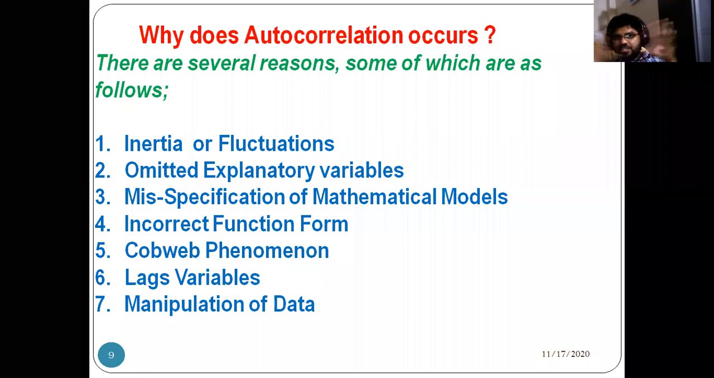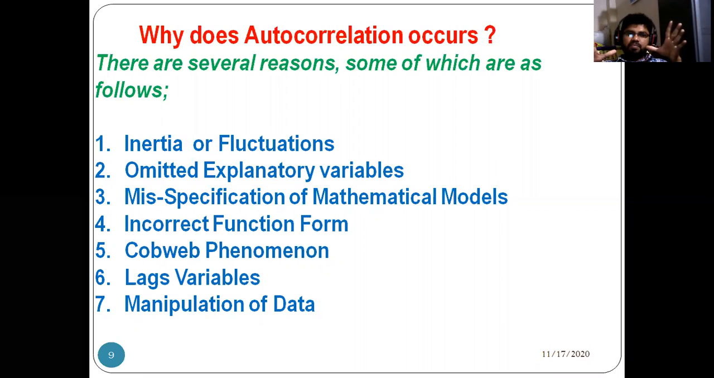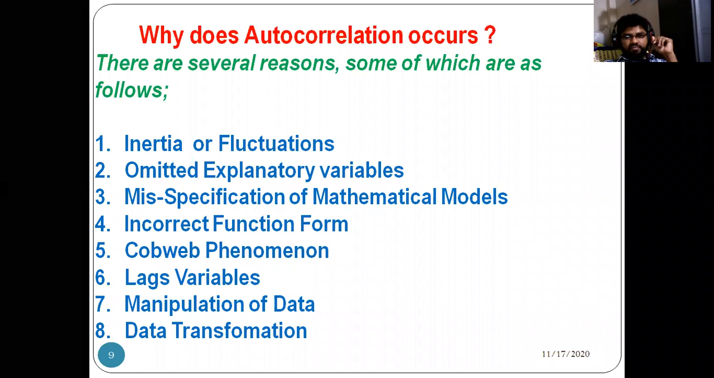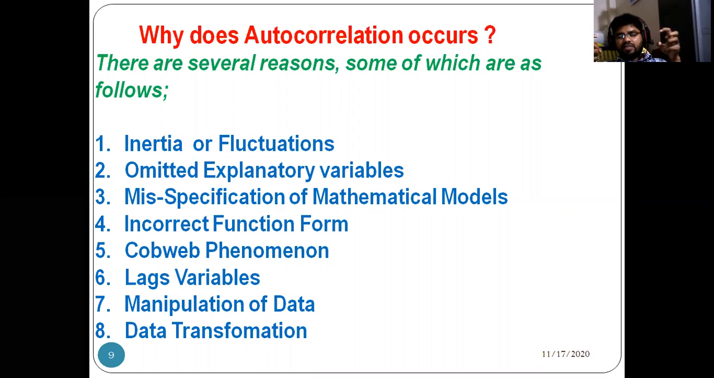Then if you do some manipulation of data, for example, if the data is not available for particular periods and you do some manipulations, you will get an autocorrelation problem. Another one, data transformation. In order to maintain uniformity in the data set, if your data is transformed into different categories, you may get an autocorrelation problem. Sometimes if you convert your data into logarithms or natural logarithms instead of using observed data, you may get an autocorrelation problem. Sometimes if you are not transforming the data, you may also get it.